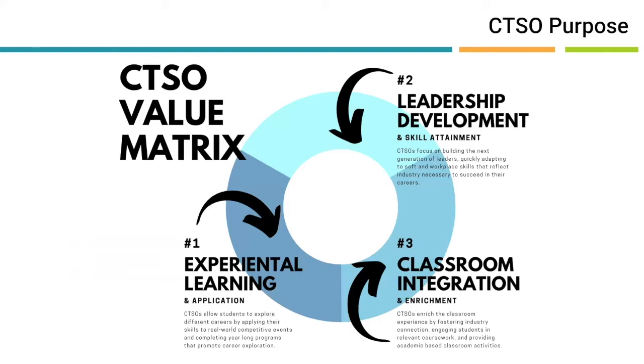The Iowa Department of Education has created a CTSO value matrix to explain the purpose of CTSOs and the value they bring to your program. CTSOs provide opportunities for experiential learning and application, which allows students to explore the different career fields and apply those skills in real-world scenarios, whether that be through competitive event programs or year-long programs that have students exploring their career fields and gaining valuable skills along the way.